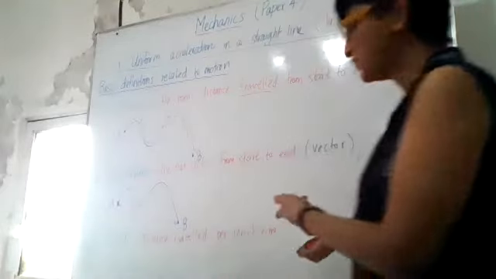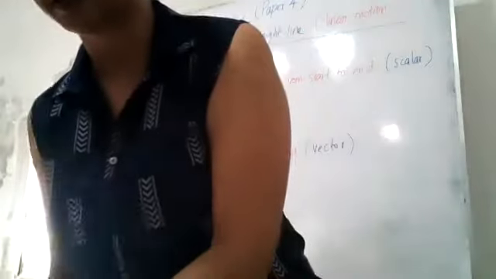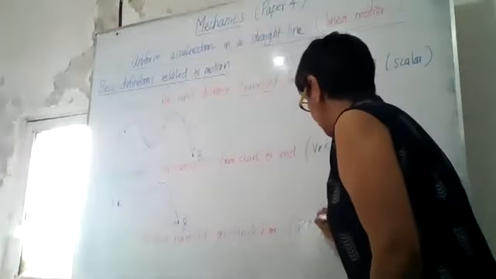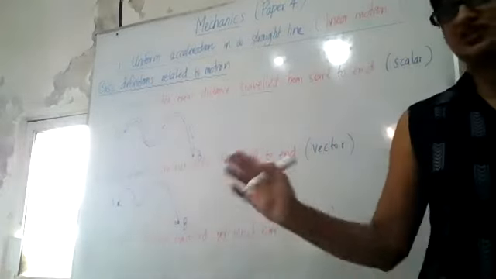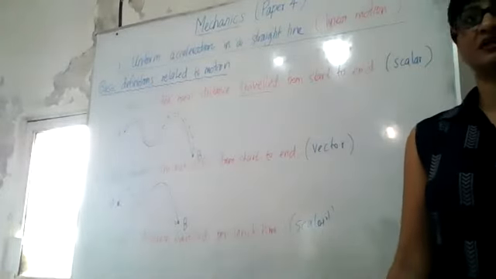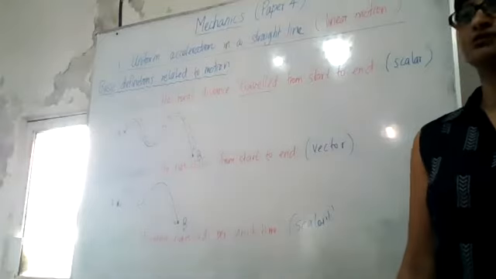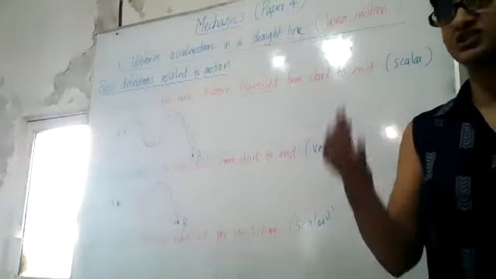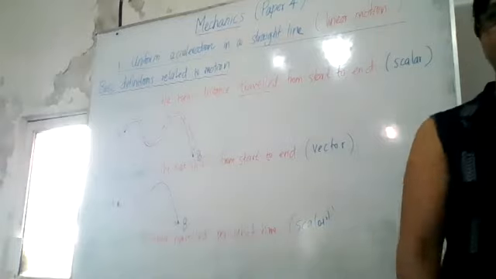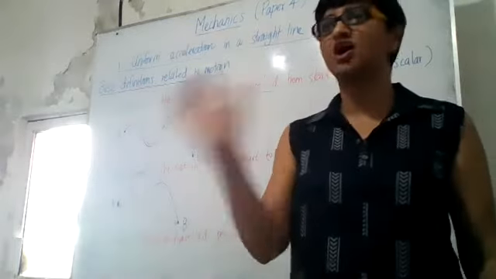We'll continue. Speed is distance traveled per unit time, and it's a scalar. If I ask you the speed of something, you don't have to tell me in what direction it's moving. You just say it's 2 meters per second. All you care about when you talk about speed is the size of the speed, how much it is. 10 meters per second, 3 meters per second, the amount, not the direction.